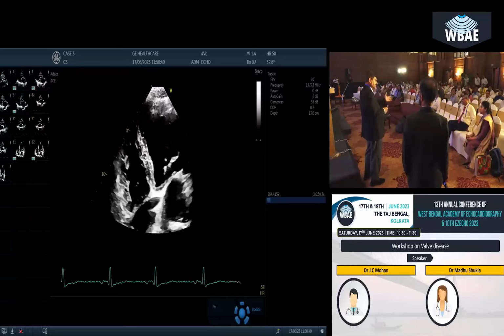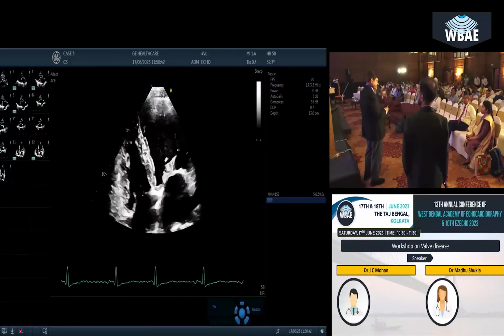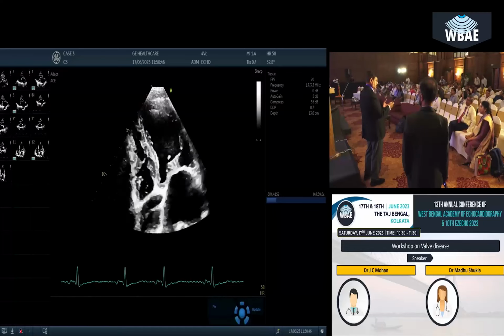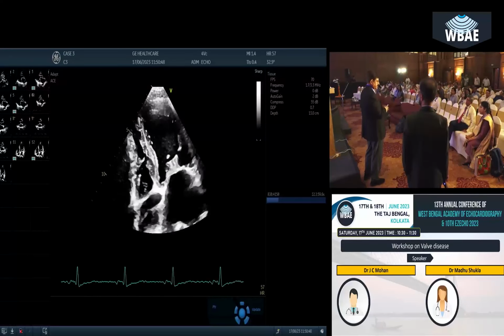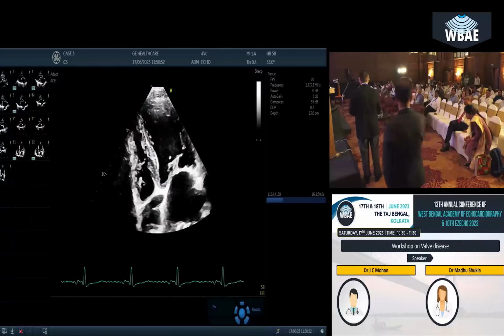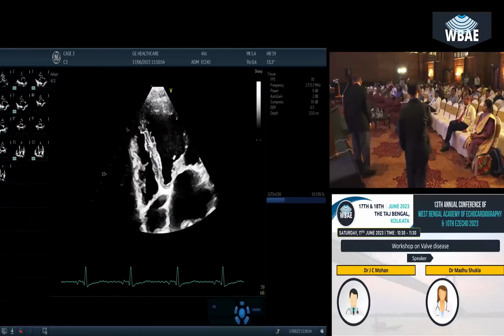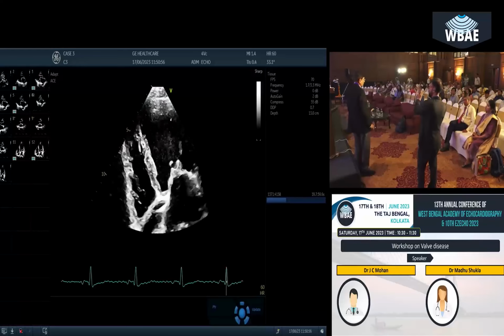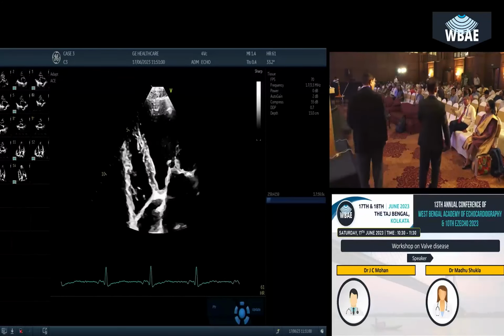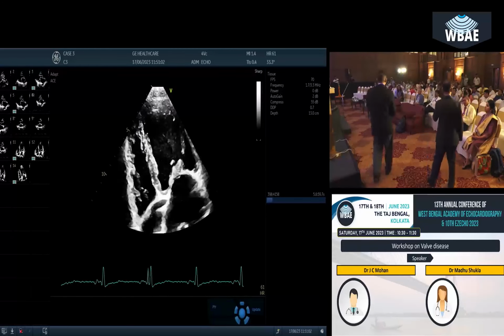Or you can use the X-plane or biplane where you are measuring. You can do a 3D, and if you are still not satisfied, of course CT is the gold standard. Once we have the LVOT, go for a short axis view and take both the dimensions, with validation by CT.